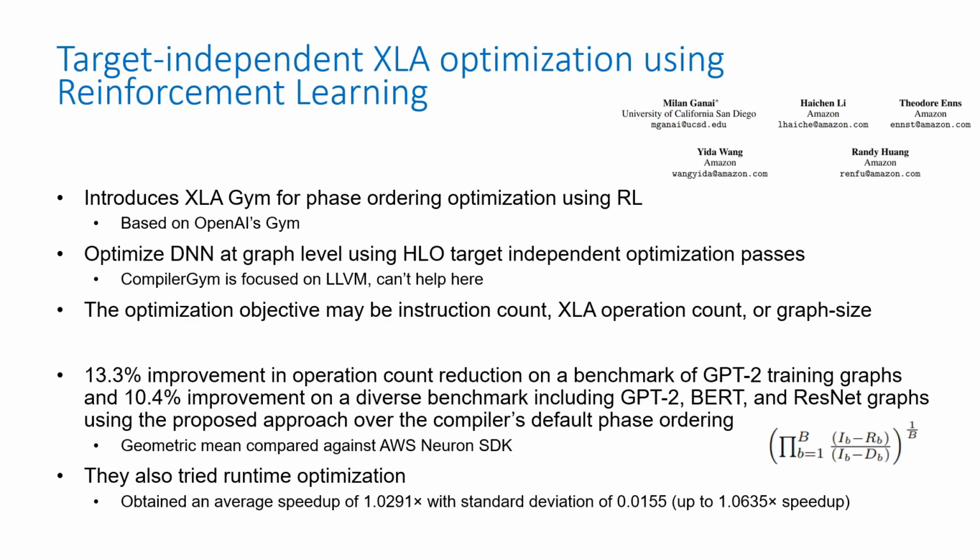So they implemented their own XLA gym based on OpenAI, and the reward can be the instruction count, the XLA operation count, and the graph size. They saw 13% improvement in operation count reduction on a benchmark of GPT-2 training graphs, and 10% on a diverse benchmark that includes GPT-2, BERT, ResNet, and others. So they use geometric mean against AWS Neuron SDK for the results, and you can see a formula here. They also tried runtime optimization, and they get about 3% improvement.